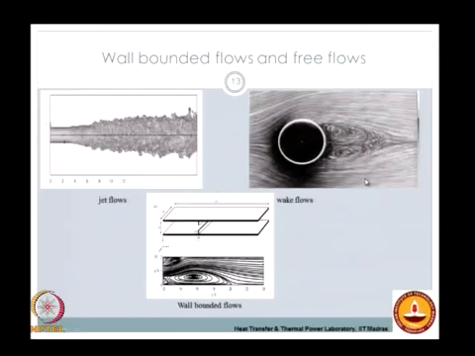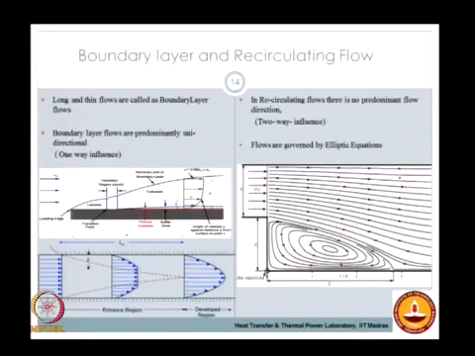So in this particular course we will be focusing on wall bounded flows in great detail, because focusing on jet flows and wake flows would be very exhaustive, and we do not have a sufficient number of lecture hours. So we will focus particularly on external wall flows as well as internal wall bounded flows.